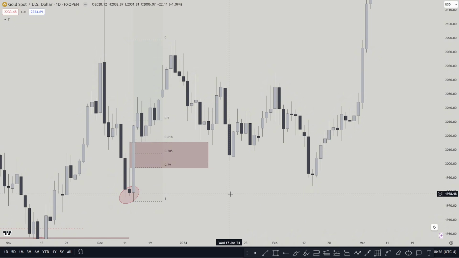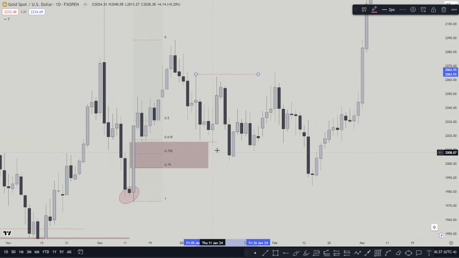We can see that price came back to this fair value gap here. Now there was a liquidity sweep, which is this one. Price started going higher. Did we break structure? Not really. So we are not considering this as a strong low.